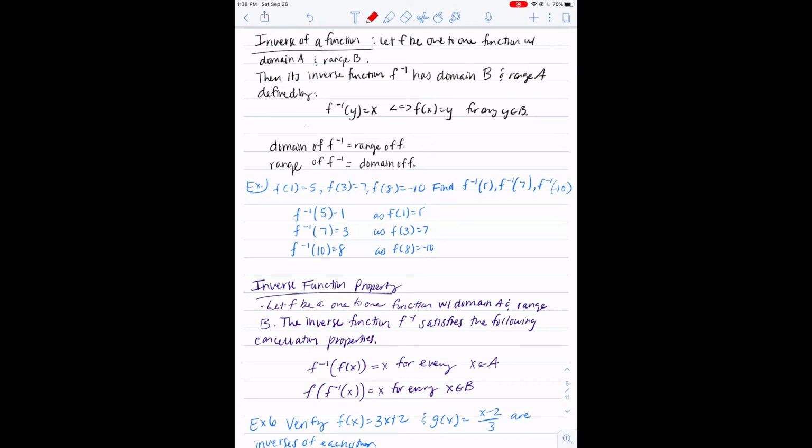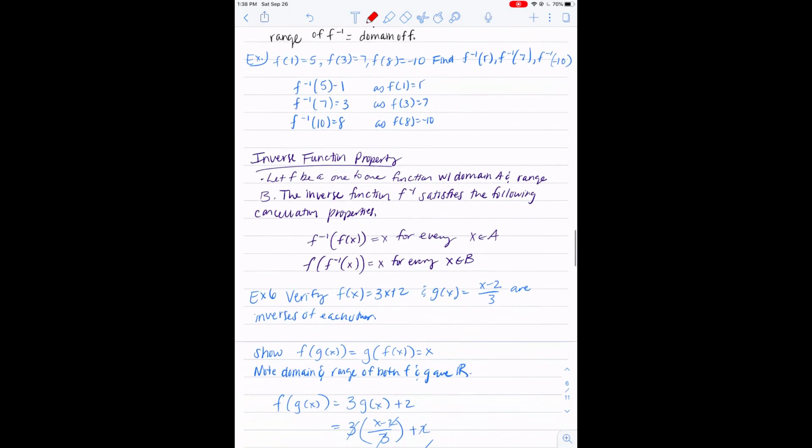What this is saying essentially is that if we take the inverse of our range value, then we're going to get our original x value. This is shown by f(x) equals y in our original function. So basically the domain of the inverse is the range of the original function, and the range of the inverse is the domain of our original function.